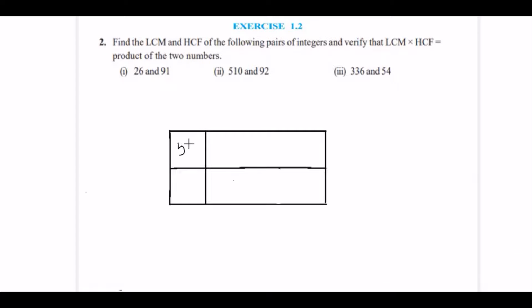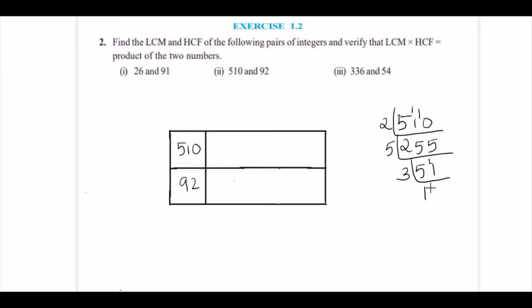Two numbers are 510 and 92. So when you factorize 510, you get 2, 3, 5, 17. So you can represent it as 2 into 5 into 3 into 17.